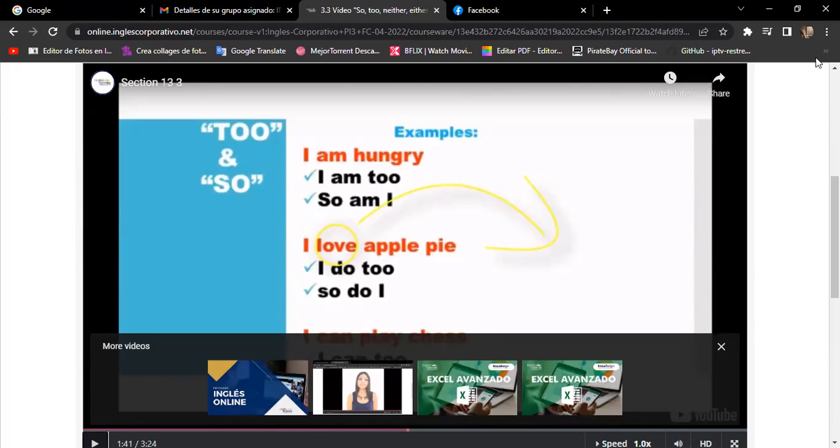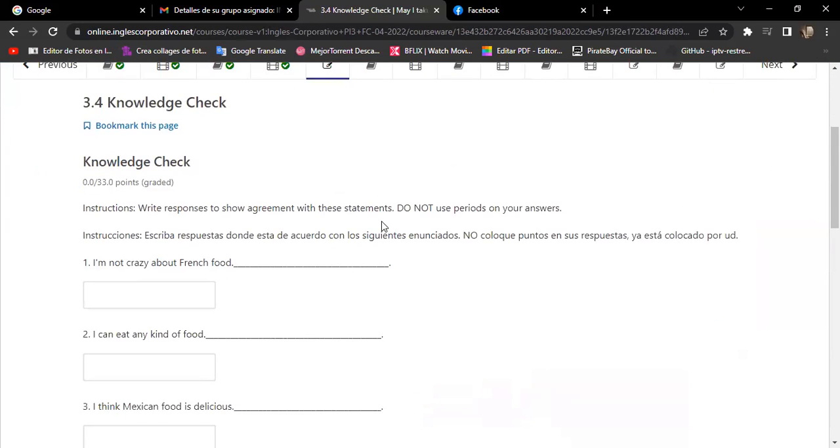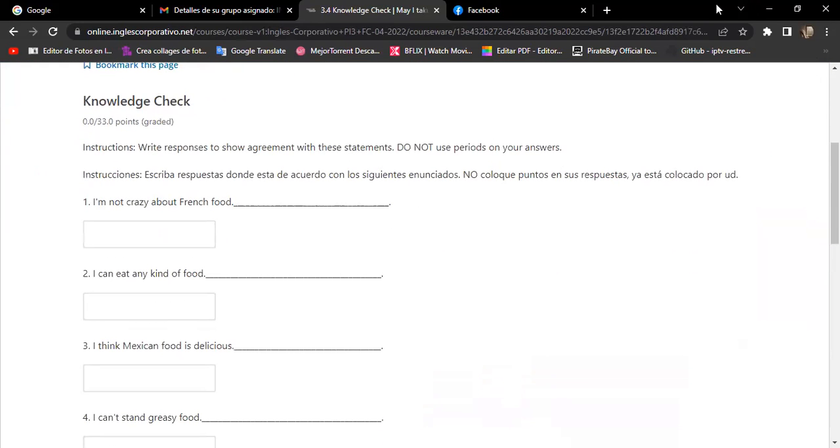Sobeida, hi. Hello, teacher. Sobeida, I am hot. Me too, teacher. Me too, yes. Hot is like hot. Okay, and that's the auxiliary. Let's see the knowledge check.